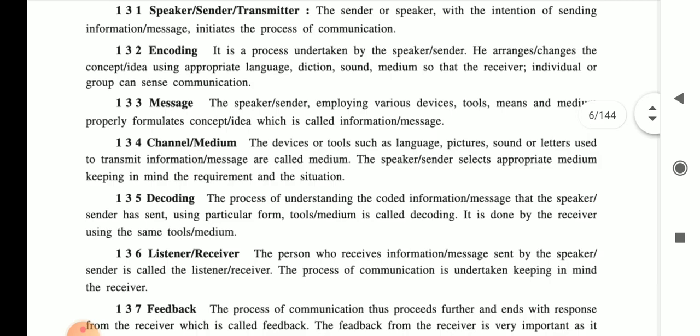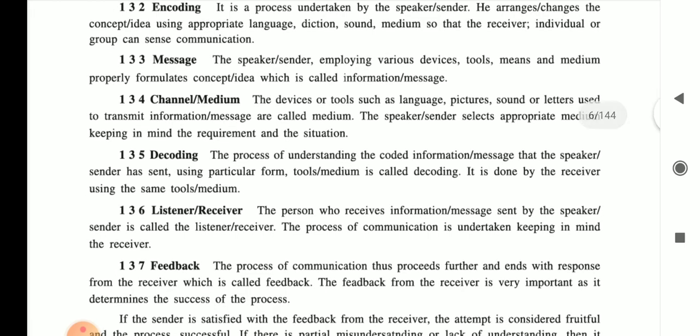Next one is the message. The speaker sends it, employing various devices, tools, means, and the medium, and properly formulates the concept or idea, which is called the information. See, the speaker employs various devices, tools, as well as mediums for the formation of the concept. That is known as the information or message.